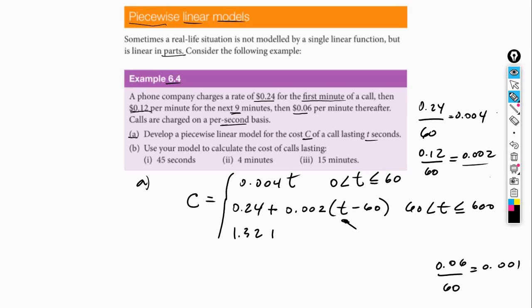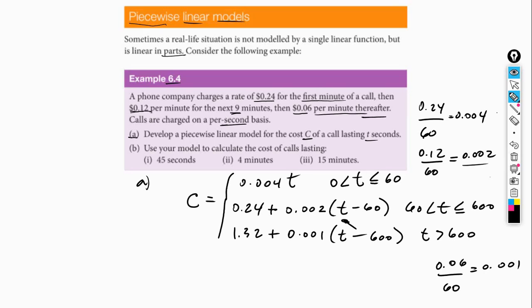And then plus the rate, 0.001 times t minus, now in this case, remember that t would have accumulated 600, so it's got to be over 600. So t minus 600. And this is going to be for time greater than 600 because it says per minute thereafter. So this is going to be the cost after 600 seconds or 10 minutes. So this would be the piecewise function that models this real life situation.